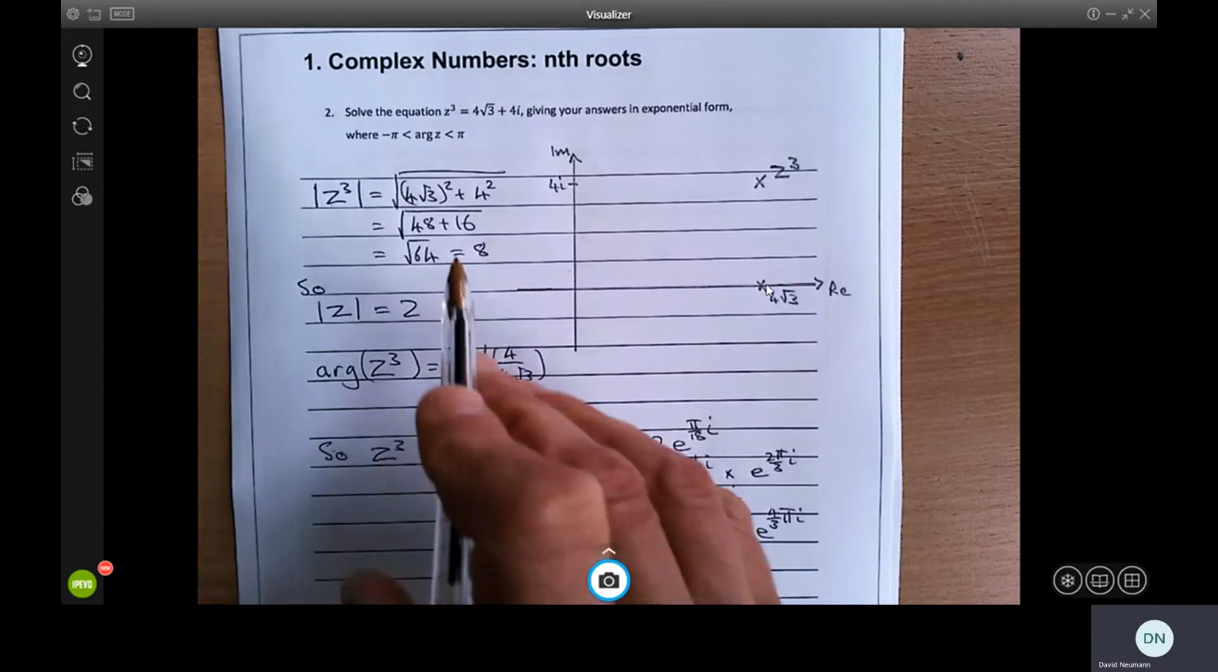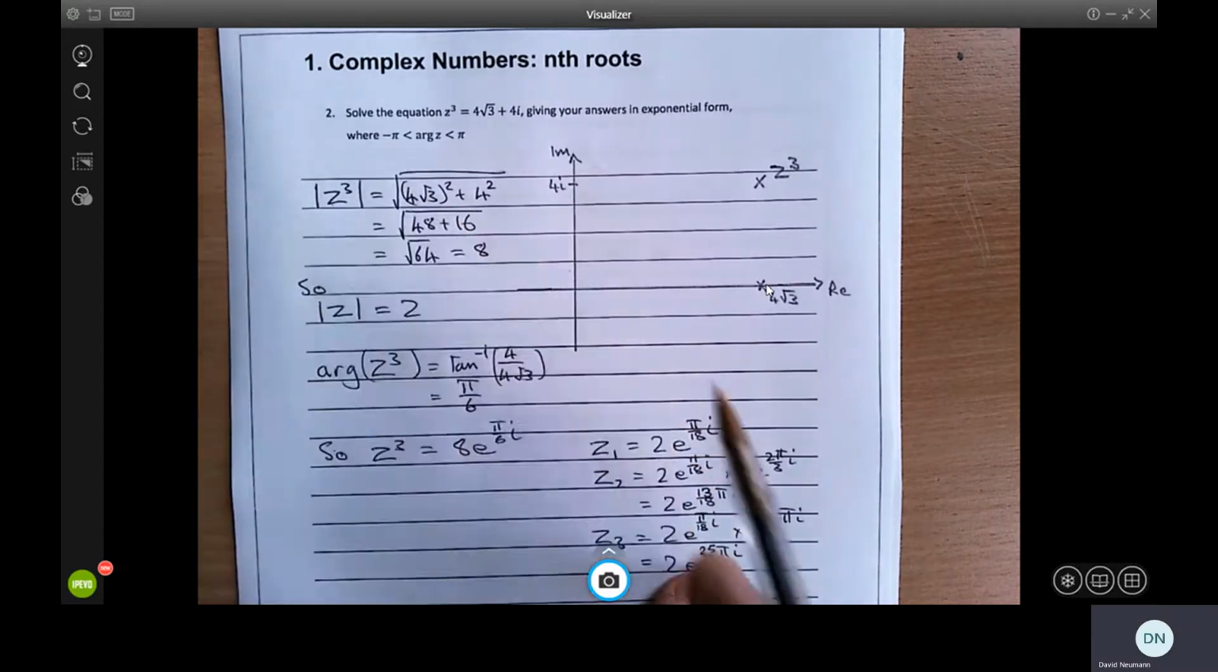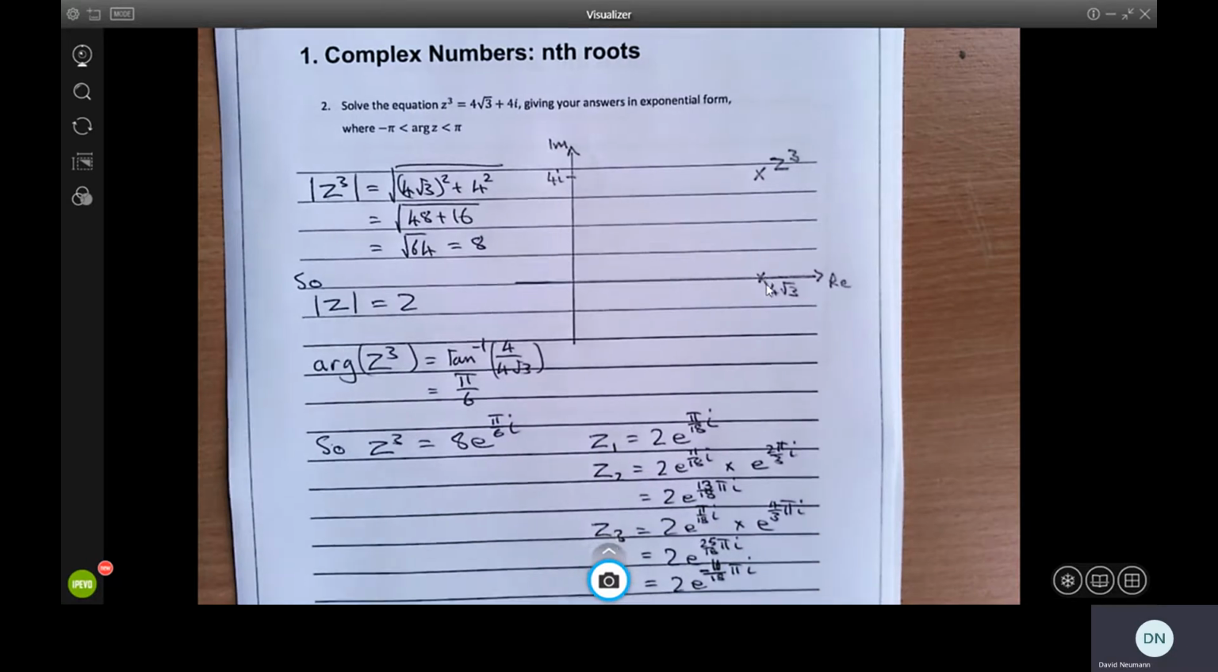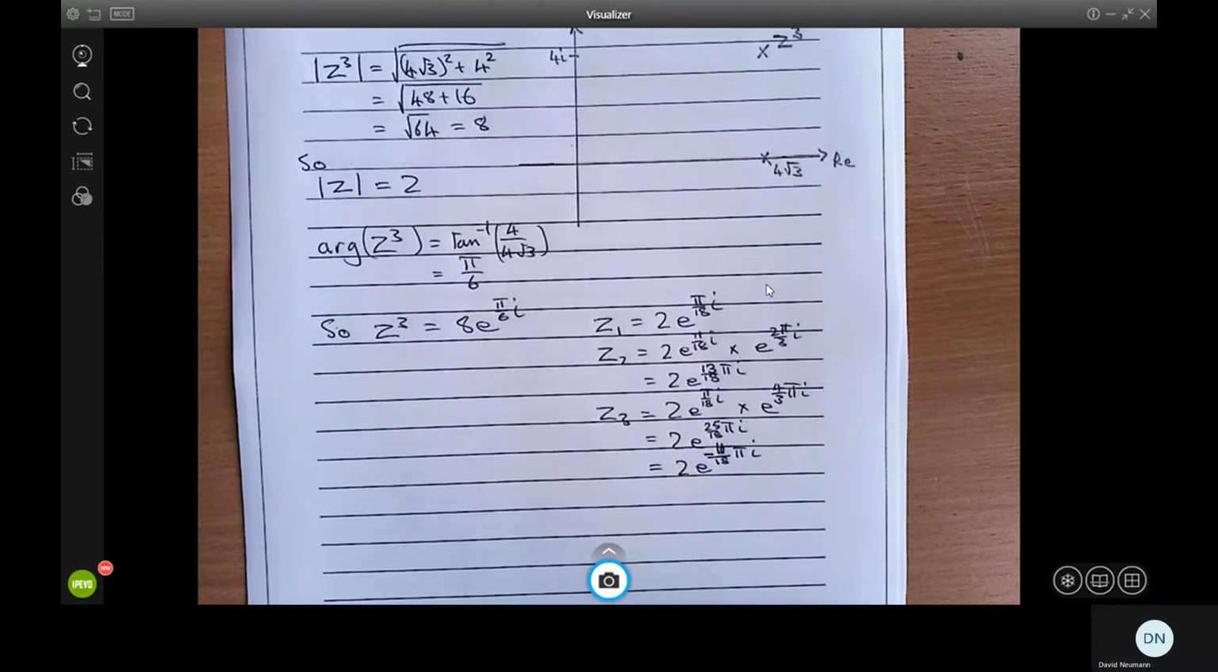But then we don't want the argument to go bigger than pi. So if we subtract 2 pi from this, we get 2e to the minus 11 over 18 pi i. Minus 11 over 18 pi i. Sorry, that's not enormously clear there, is it?